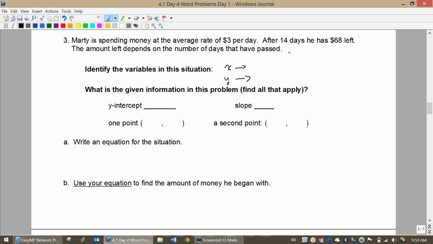What do you guys say to be our X variable? This anonymous person said something about days. Days passed. Or days of spending. Yeah. We won't put 14 in there because we want to keep it generic. Okay, we don't want to specify to a specific day.